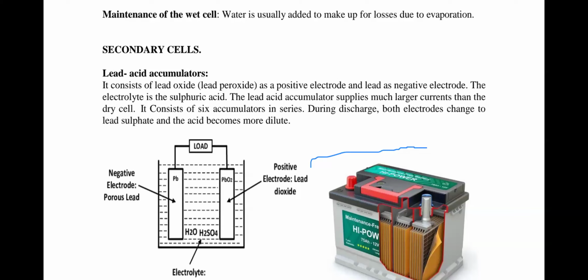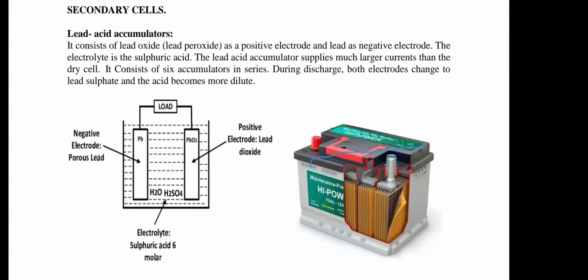After that, talk about during discharge. What happens to the electrodes? Those are the things you should tell us after the acid. If you discharge it and both electrodes change to lead sulfate, what happens to the acid, our electrolyte? You tell us in there. Now, how do you maintain this battery, the lead acid accumulator? That is what we want to look at.